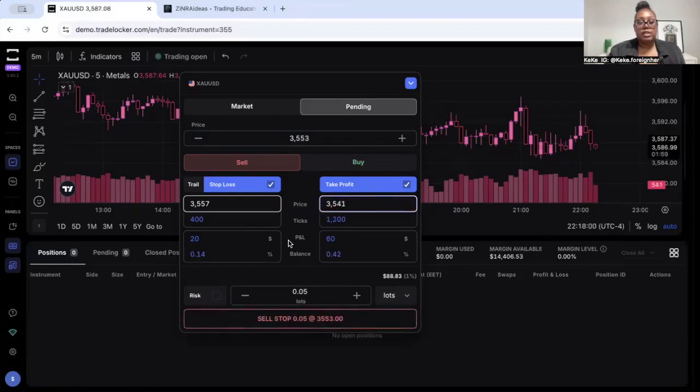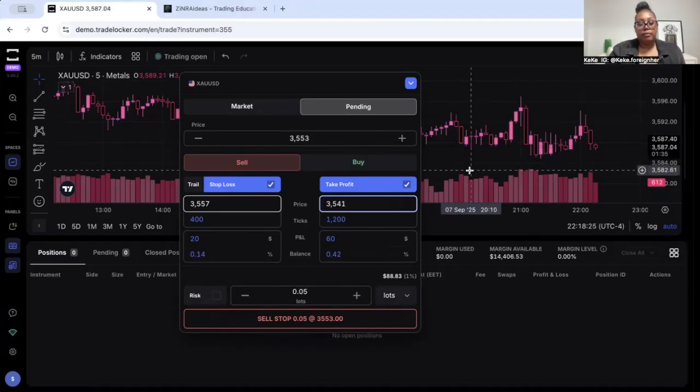Perfect. So the first thing we want to look at is our profit and loss. We're risking $20 to make $60. This is a 1-to-3, as we said. This is perfect. If you don't like what you're risking, you can always go to your lot size and change that just to make sure that it's reflecting your trading plan, number one, and number two, it works with the size of your account. Okay. So now that we decided that we're okay with this trade, we're going to take it.